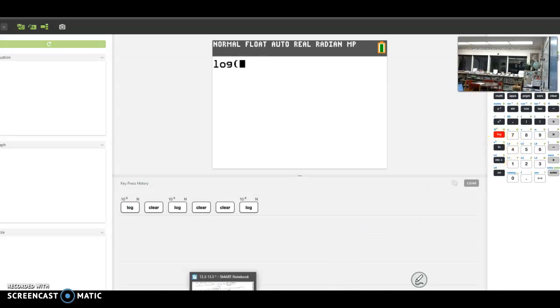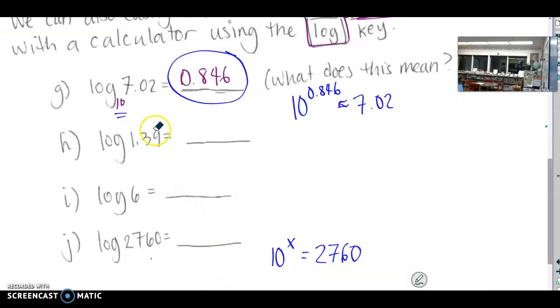So I'm going to, since this log button on the calculator is base 10, and all of these G, H, I, and J are all base 10 because there's no base written for any of these. We know they're base 10, so you can just type in log of 7.02 and you get 0.846. And that answer, this 0.846 that we get, is telling us that if I raise 10 to that power, I will get 7.02. And I have approximately equal to because this number is rounded.